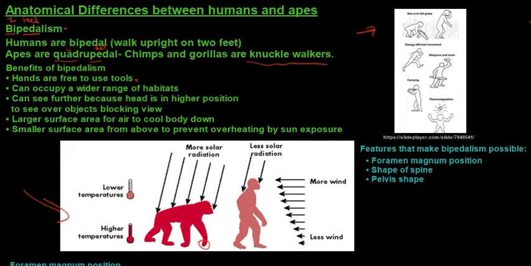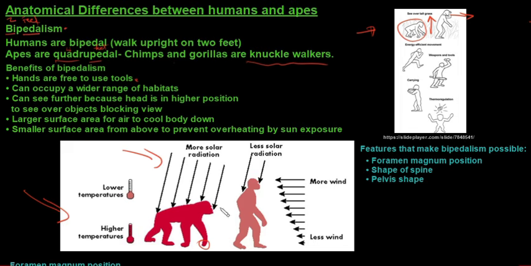Looking at the diagram here at the top, if you were on all fours in tall grass, you would not be able to see what's happening ahead of you, whereas if you are bipedal, you can see much further. Then there's a large surface area for air to cool down the body, and a smaller surface area from above to prevent overheating by the sun.